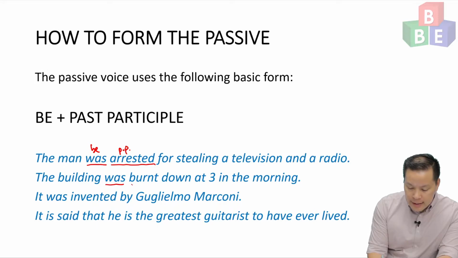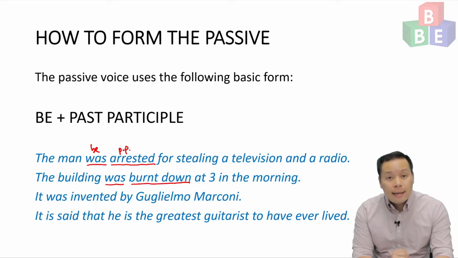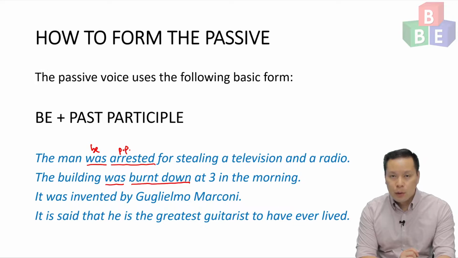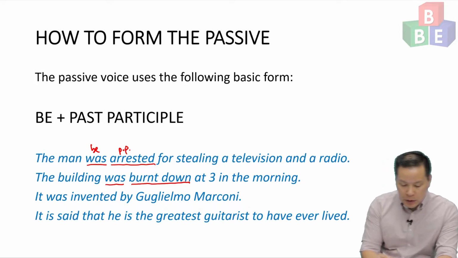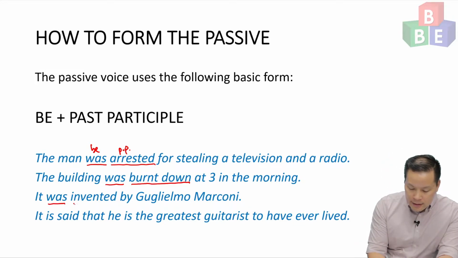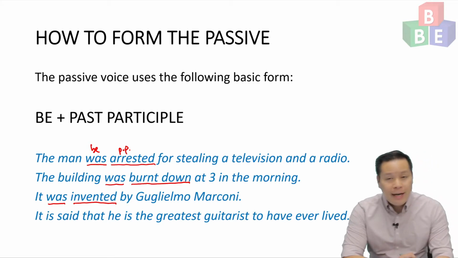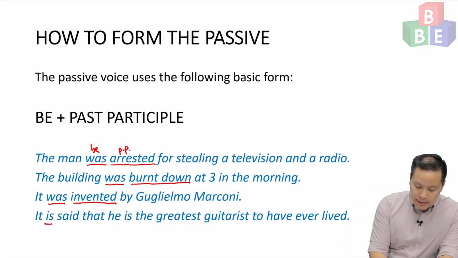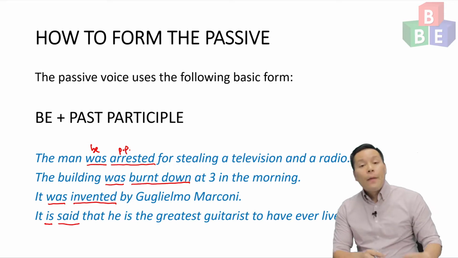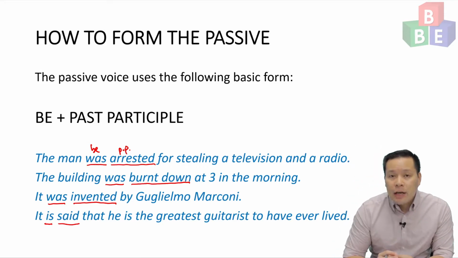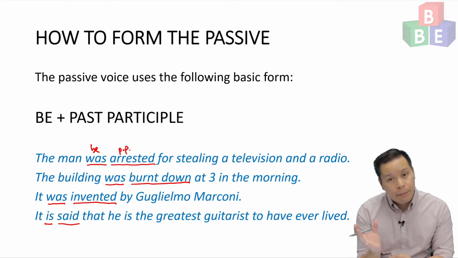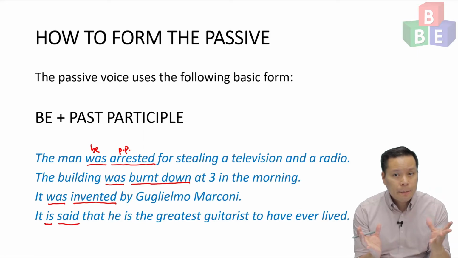Was burnt down. It was invented by Guglielmo Marconi. Was invented. It is said that he is the greatest guitarist to have ever lived. Is said. The passive can come in many different shapes and forms, but it is important to remember that there's always 2 parts: the be verb and the past participle.